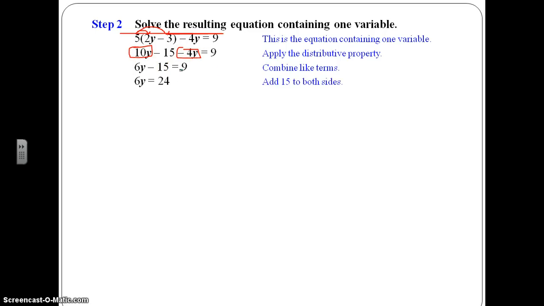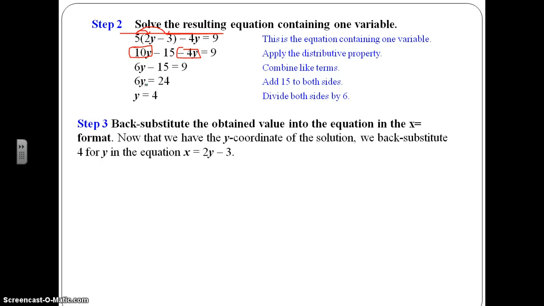Now I'm going to add 15 to both sides because remember, I'm trying to get y by itself. 15 is the number that's not close to it, so I'm going to move it first. So I'm going to add 15 to both sides, and I'm going to get 6y equals 24. And then I'm going to divide by 6 on both sides, and so I'm going to get my answer as y equals 4.